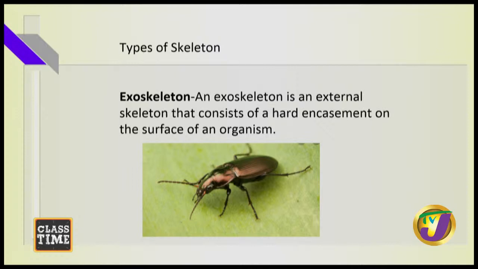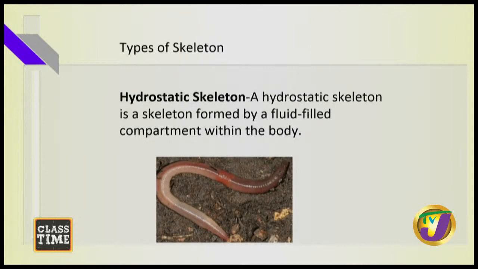You have the exoskeleton, and as the name suggests, exo means on the outside. So these organisms have their skeleton on the outside, like insects. They have the exoskeleton, which is made of chitin, on the outside of the organism. So that's the exoskeleton. Then we have the hydrostatic skeleton, and this type of skeleton is found in earthworms or soft-bodied animals. Their skeleton is formed by fluid-filled compartments within the body. And this fluid is compressed against muscles and so helps with movement.